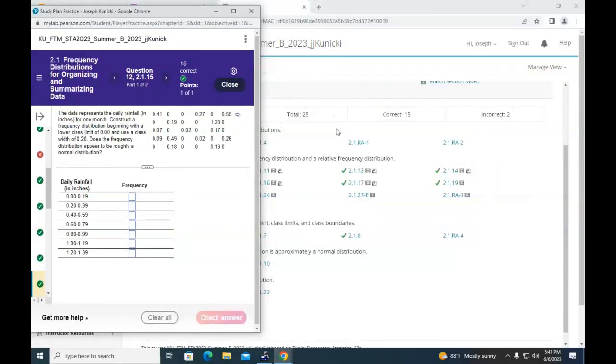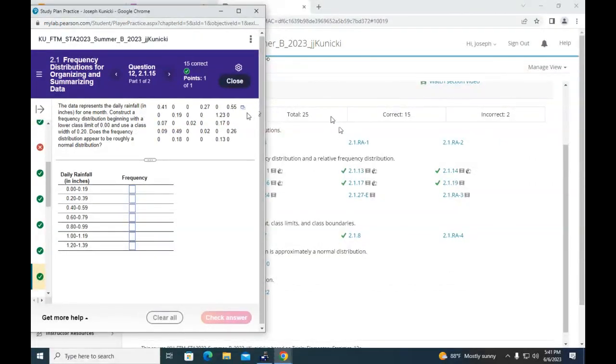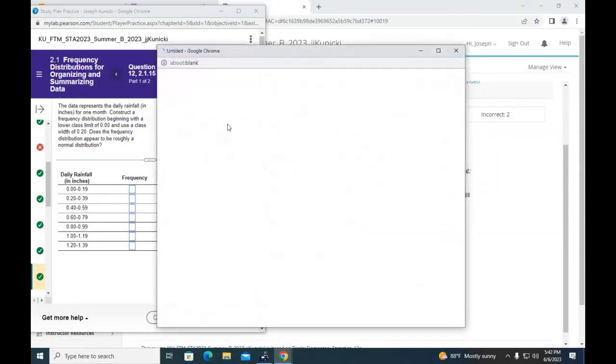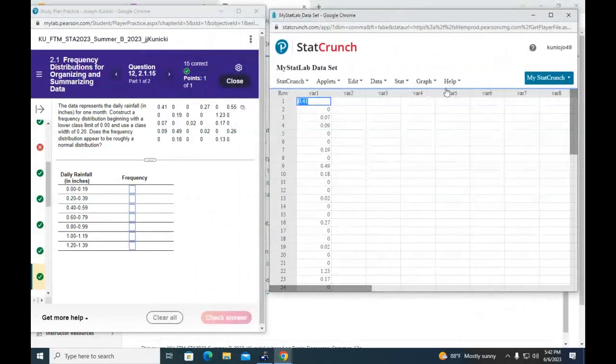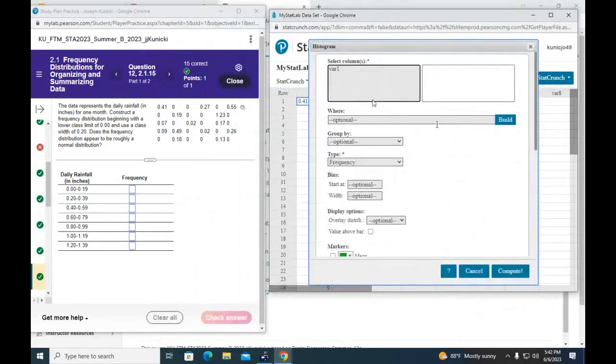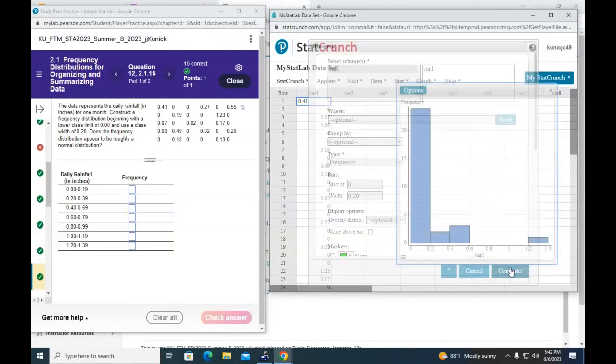Only I have the raw data, so I can do it. Which would you rather me do? You guys like the histogram? The histogram. All right. So I open up the data in StatCrunch. I go to graph, histogram, variable one, and bin start at zero. Let's just use the lower limit, zero, and the width is 0.2, right? See how I did that? I just went vertical. There's the width right there. They actually gave it to us, but even if they didn't, we could see it right there. All right, so that's all I got to do.